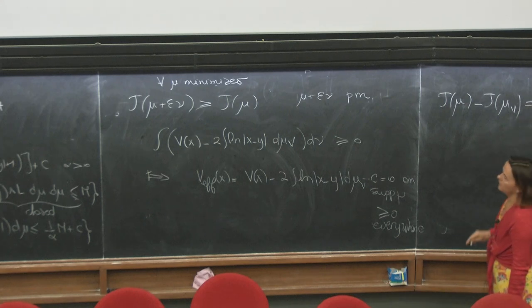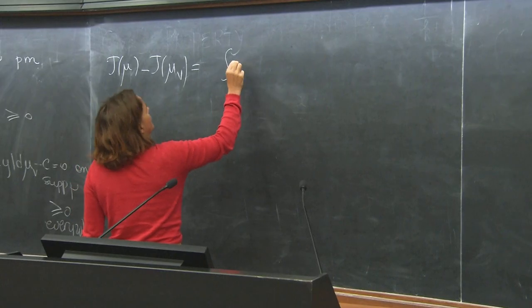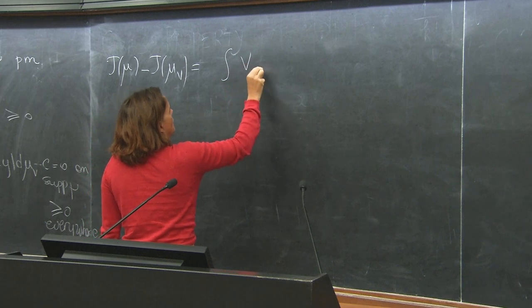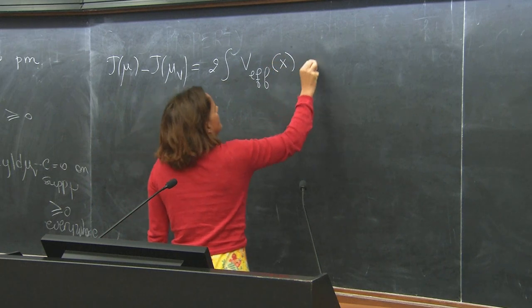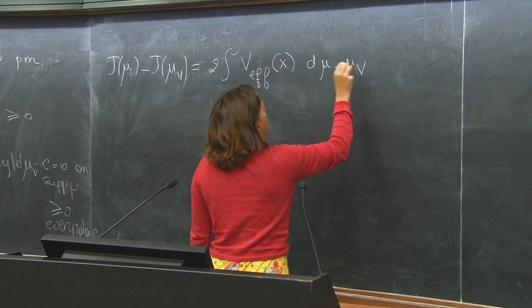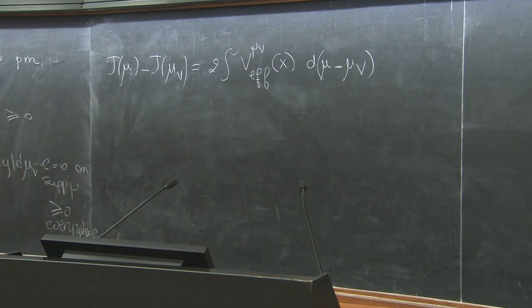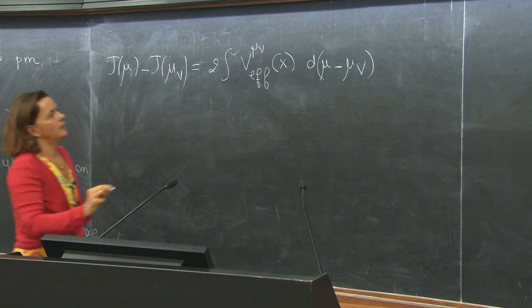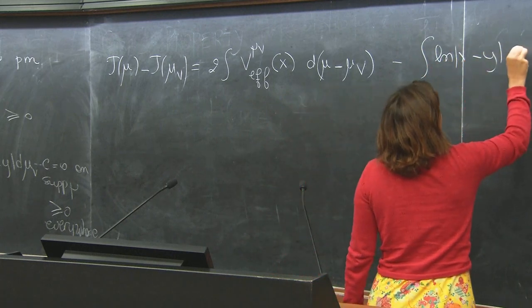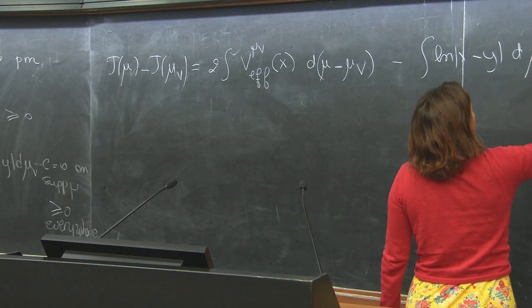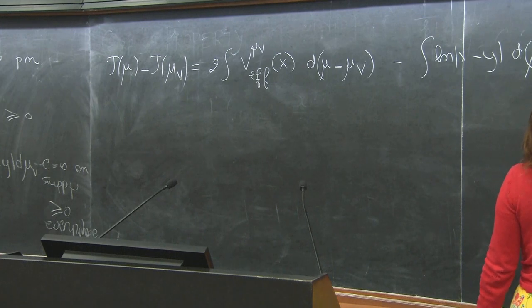But if you look at the difference, what you will find is that this will be given by the integral of the effective potential, I have 2, mu minus mu v. This depends on mu v. Plus, so minus, the integral of log of x minus y d mu minus mu v, d mu minus mu v y.